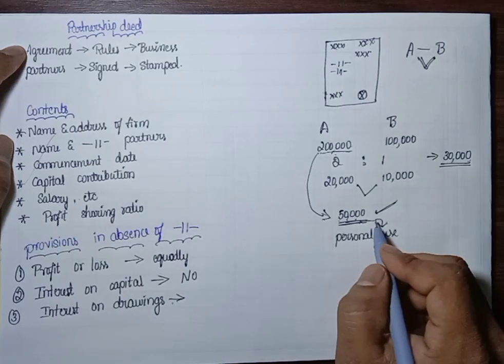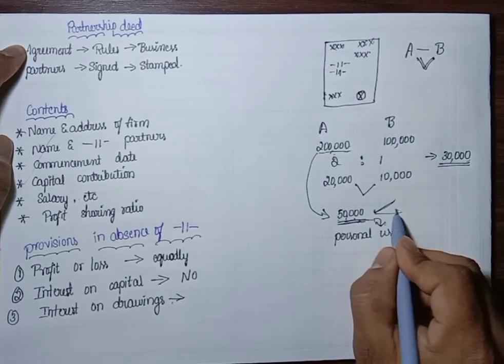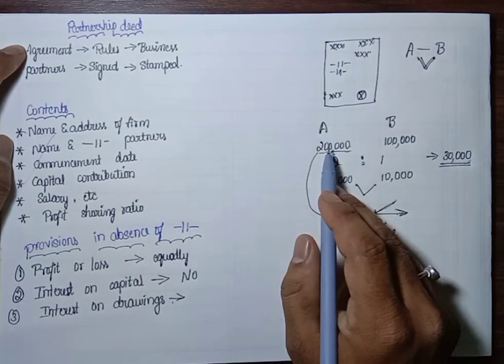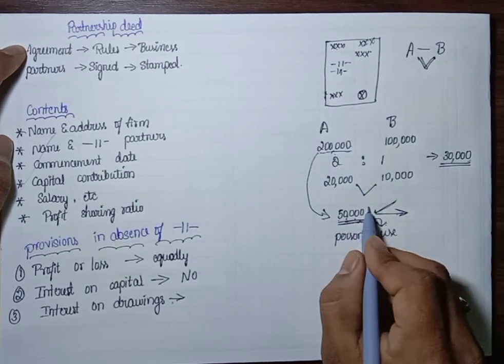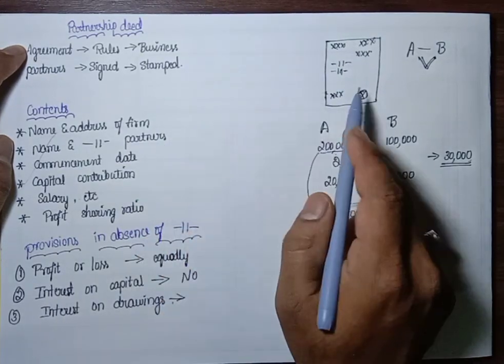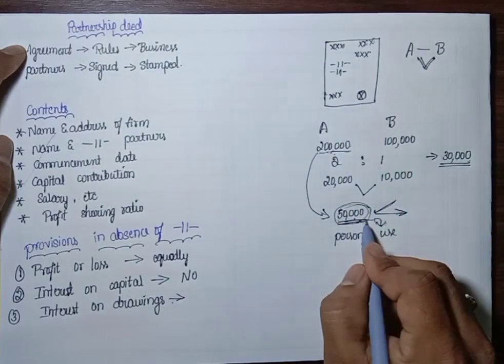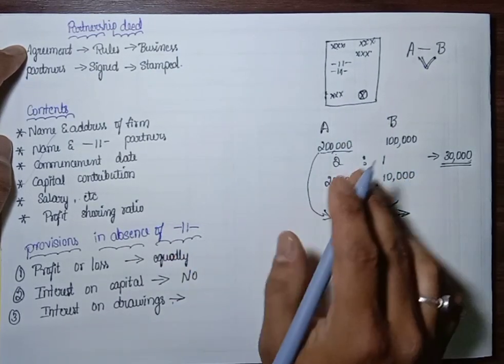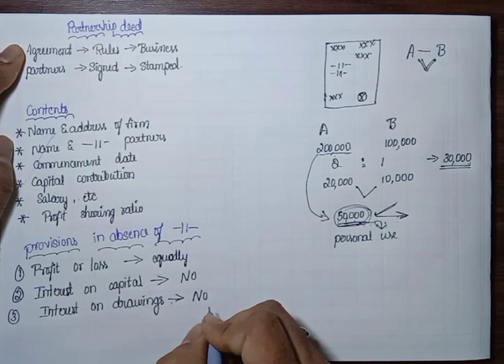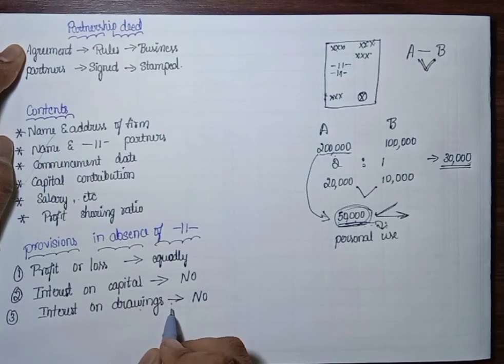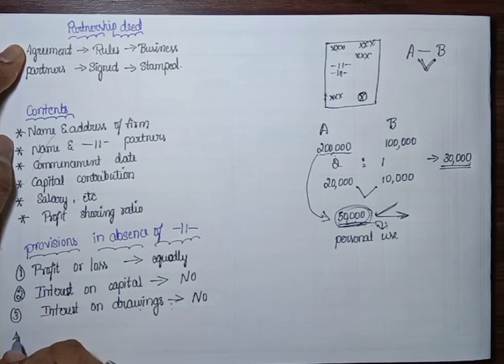Drawings. If he takes a loan from the bank, he has to pay interest on this bank loan. Just like that, if he is withdrawing from the business also, you need to pay interest on this drawings amount. If we are maintaining a partnership deed in the business, the partner has to pay interest on drawings. But if we don't have a partnership deed, no interest on drawings will be paid. We can't charge any interest on drawings here. That is the next provision. And the fourth one is salary, remuneration, or commission.